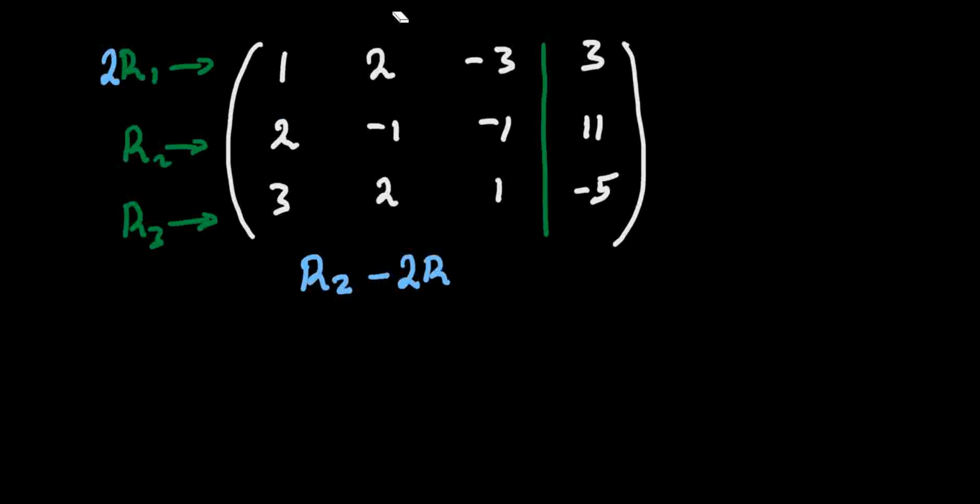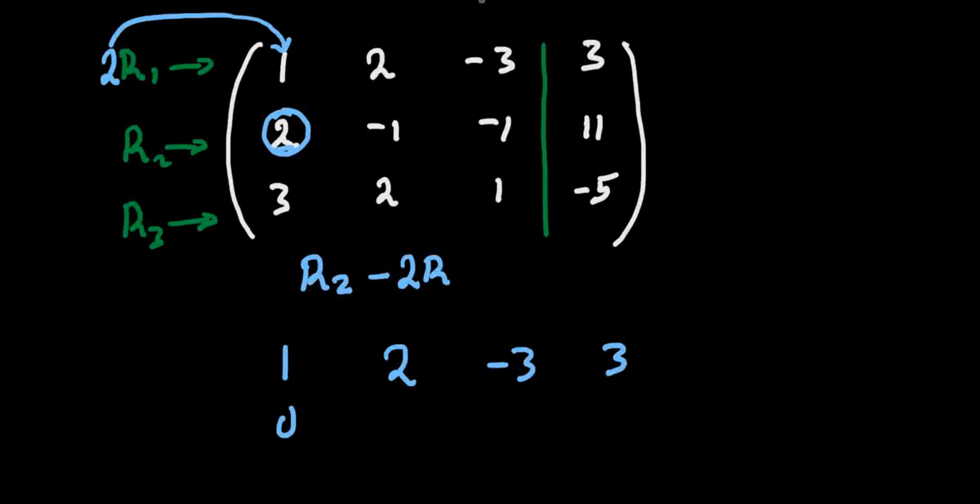So let's go on with the multiplication. So row 1 remains the same. Row 1 is still 1, 2, -3, and 3. But row 2 has to change. So use this 2 we have here to multiply this 1, and that will give us 2. So this 2 minus 2 will give us 0. So this is now 0. I hope that makes some sense.